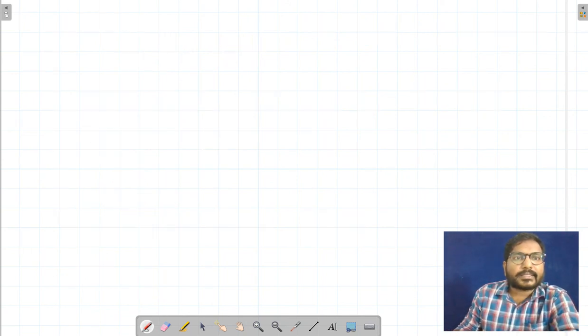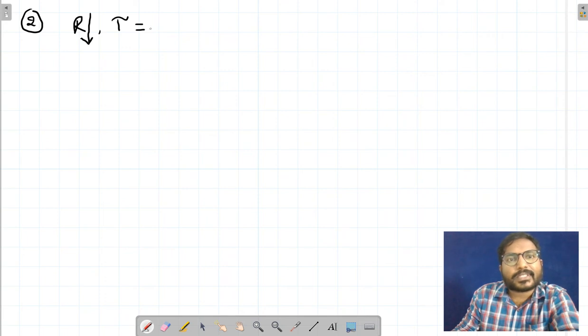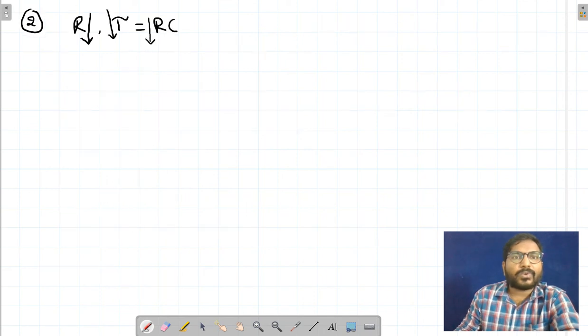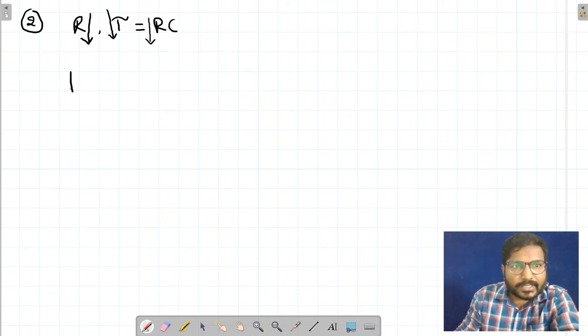And the second case: R is less. What is the time taken to charge the capacitor? It is less, because R is less. The same discussion. So now draw the voltage which is available to charge the capacitor.